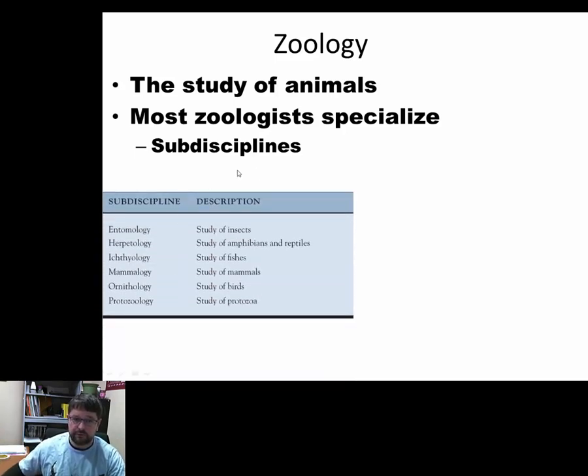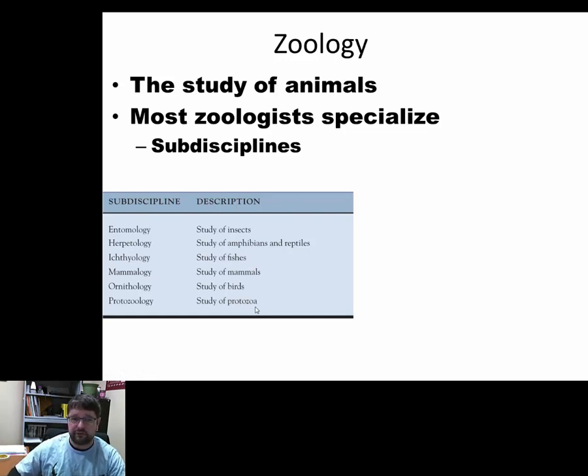So maybe your subdiscipline is that you want to study one group of animals. Maybe you want to study insects, so you're going to be an entomologist, or amphibians and reptiles, so you're going to be a herpetologist, ichthyologist for the study of fish, mammalogist, study of mammals, ornithologist, study of birds, and protozoologist, study of protozoa. Now, this would just be one kind of subdiscipline you could specialize in.